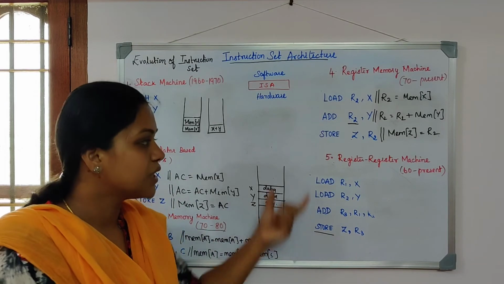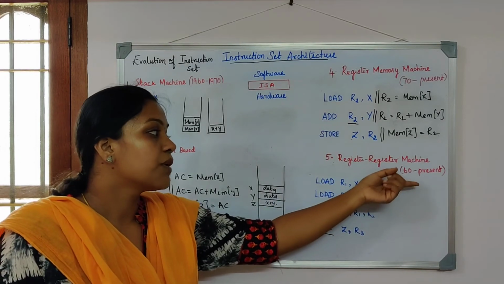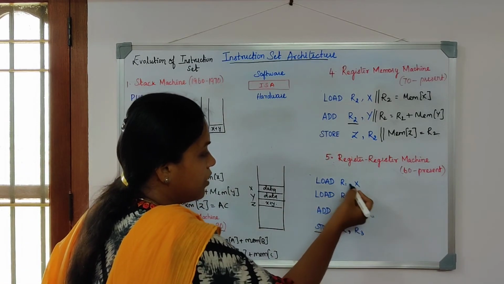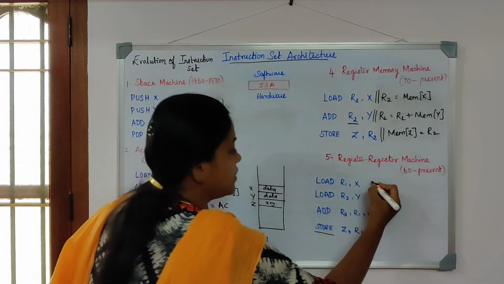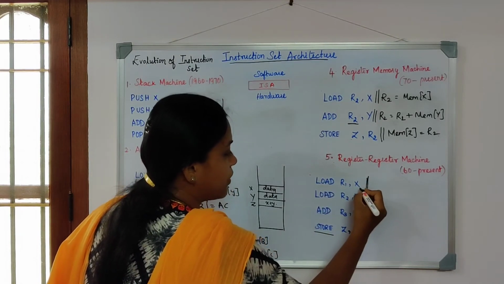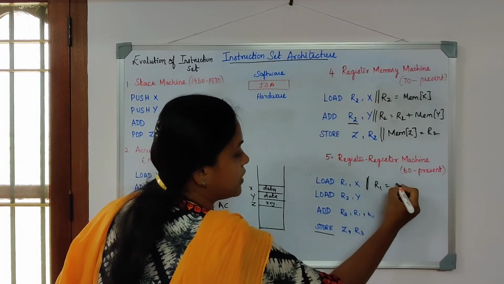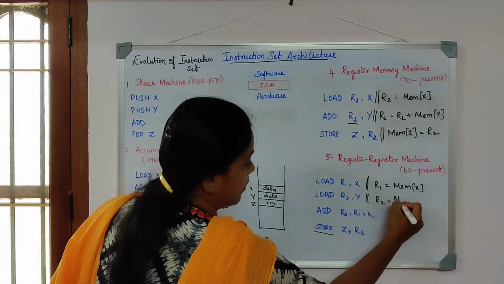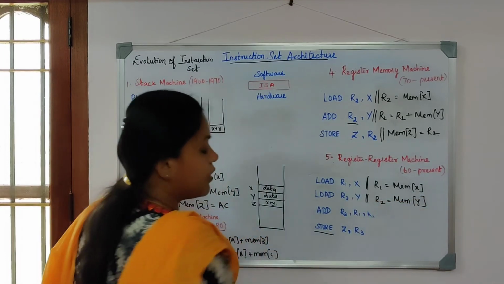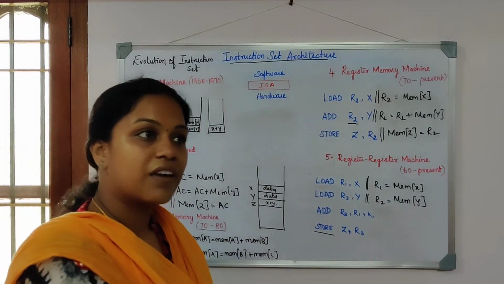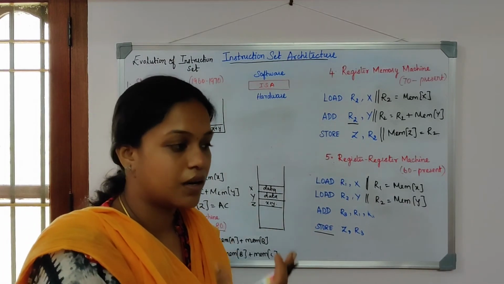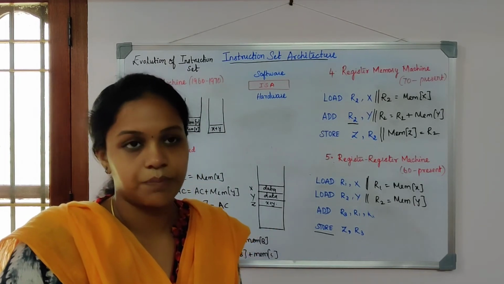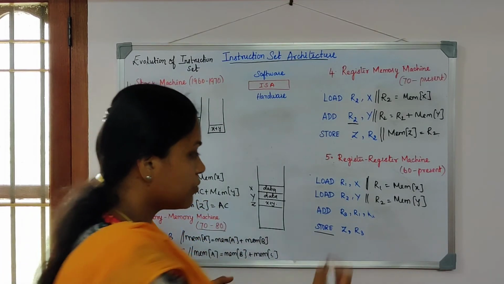The last and final one is the register machine, which is used from the 60s till present. So let's see. First one is load R1, X, which means loading the value from the memory location X to R1. So R1 is equal to memory location X. Next, R2 is equal to memory location Y. Here, every addition, subtraction or every arithmetic and logical operation involves only the data that is present inside the registers. So everything should be brought into the registers.